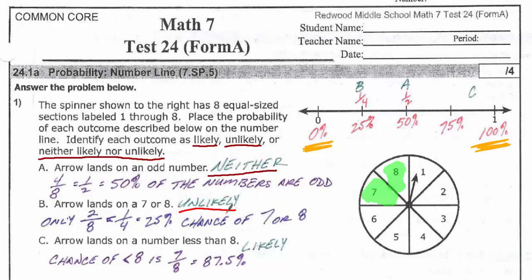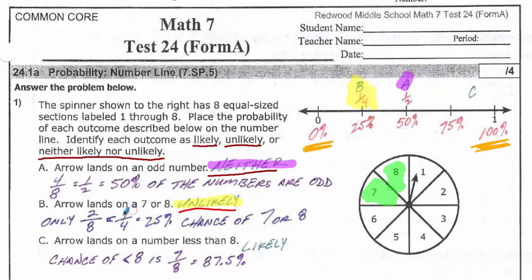No, it just means that if you spun 100 times, the likelihood of getting 7s and 8s is much lower than the likelihood of getting not 7s or 8s, of getting 1 through 6. So in that case, it's unlikely. There's a 25% chance, and we place that on the number line at 1 out of 4. That 2 out of 8 equals 1 out of 4, or 25%. So our unlikely at 25%. Let me go back. On the first one I did, the neither, and we placed that right at 50%.